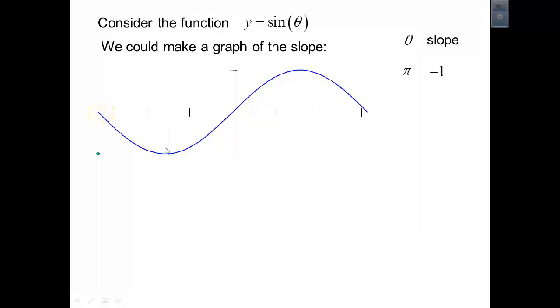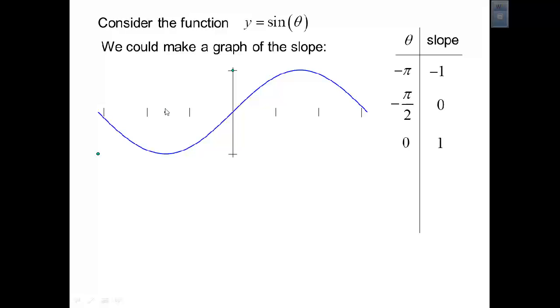So we plot the point at negative pi, negative 1. Then when we get over here to roughly negative pi over 2, 1.57, we've got a slope that's going to be 0. If we were to draw a tangent line there, it would have a slope of 0. So we plot a point of 0. Move on over to 0. The sine of 0 right here is going to have a slope that looks roughly to be positive 1. So at the point 0, we're going to plot the point 1.